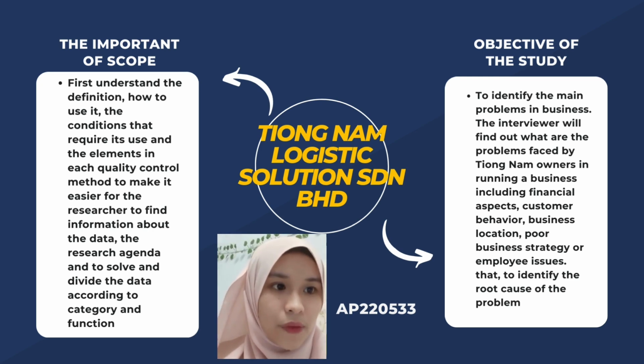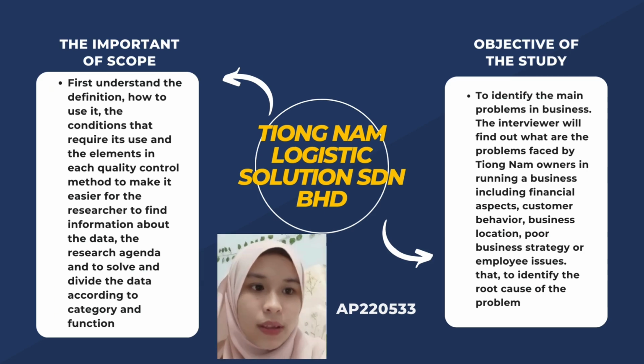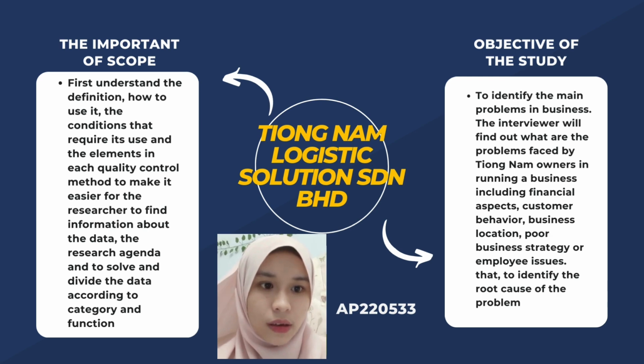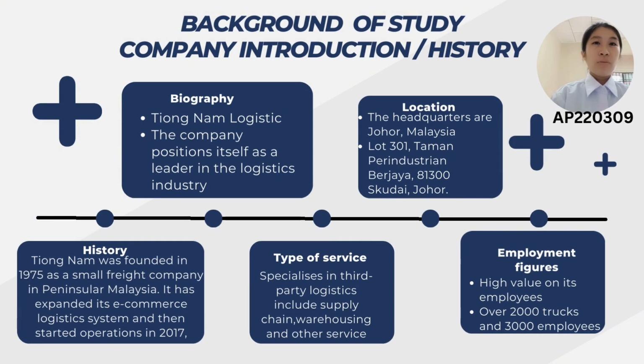The objective of the study is to identify the main problem in business. The interviewer will find out what problems are faced by a Tiongnan owner in running a business, including the financial aspect, customer aspect, customer behavior, business location, poor business strategy, or employee issues, in order to identify the root cause of the problem.